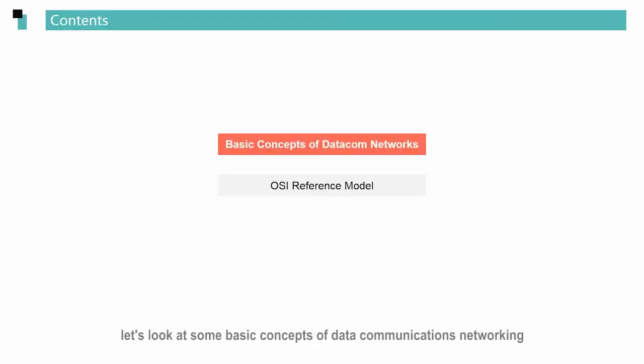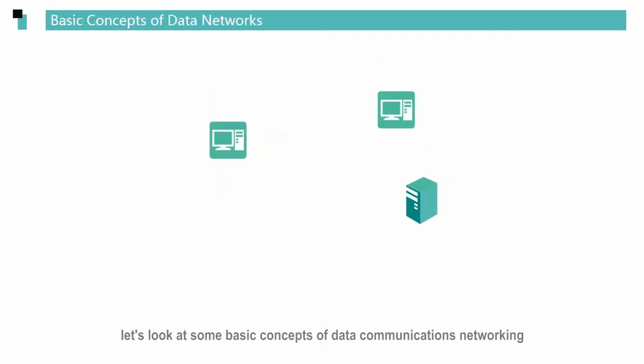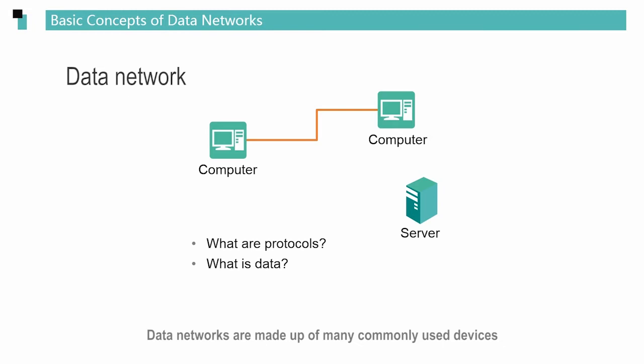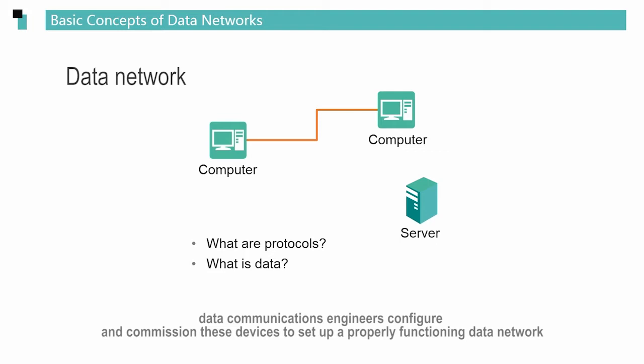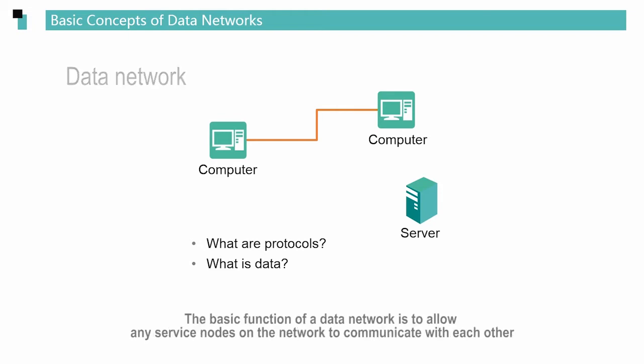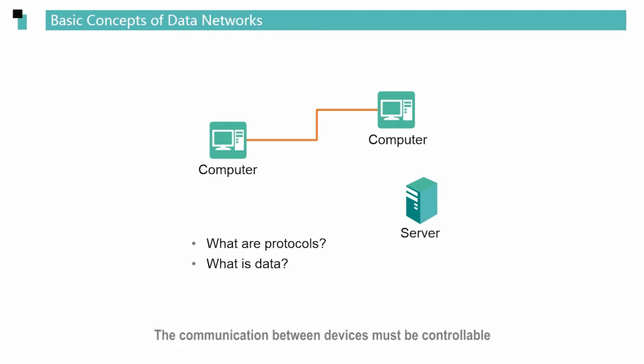First, let's look at some basic concepts of data communications networking. Data networks are made up of many commonly used devices, such as routers, switches, firewalls, and load balancers. Depending on the specific networking requirements, data communications engineers configure and commission these devices to set up a properly functioning data network. The basic function of a data network is to allow any service nodes on the network to communicate with each other. The communication between devices must be controllable, reliable, and secure.